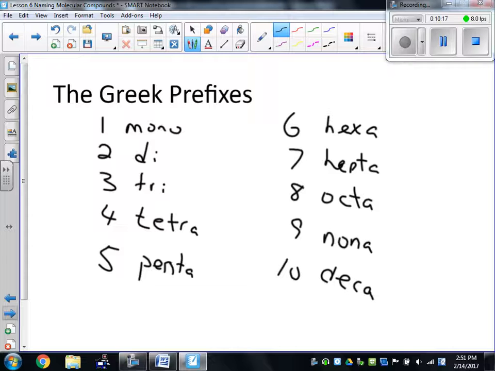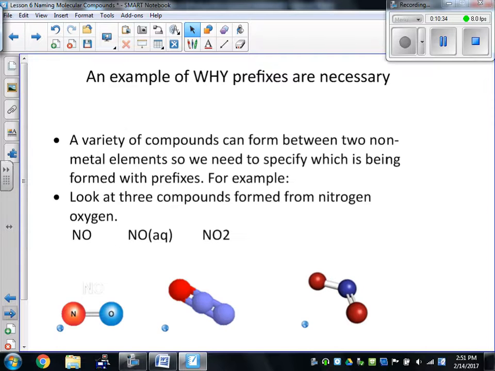So anytime you have prefixes, they're not ionic, yes? They're molecular. Mono, di, tri, tetra, penta, hexa, hepta, octa, nona, deca. Good? Yes? Okay. Moving on. Is that okay? Okay, here we go. So, why are prefixes necessary?